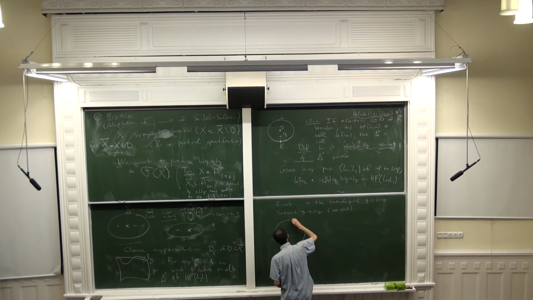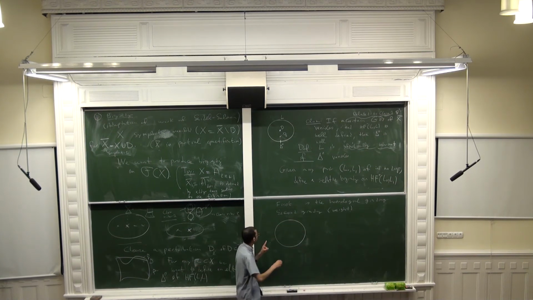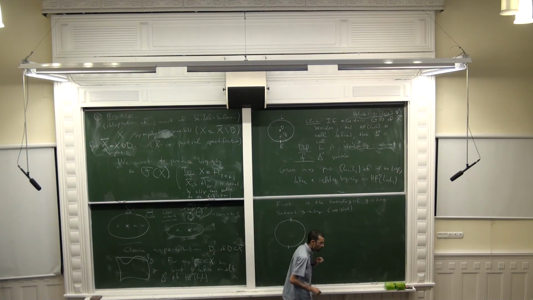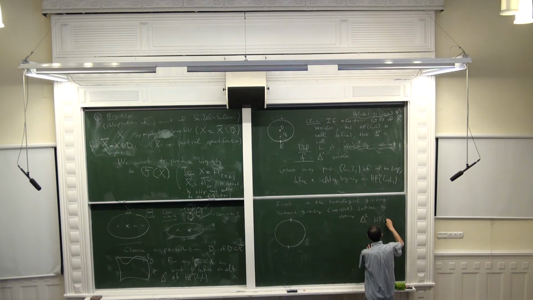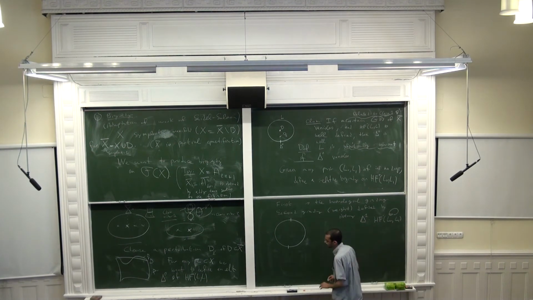you now consider two Lagrangians, so define as follows. You take two Lagrangians, and what I will do is first define an endomorphism, obtaining an endomorphism delta 1 of the Floer homology of L0 and L1. So how is delta 1 defined?